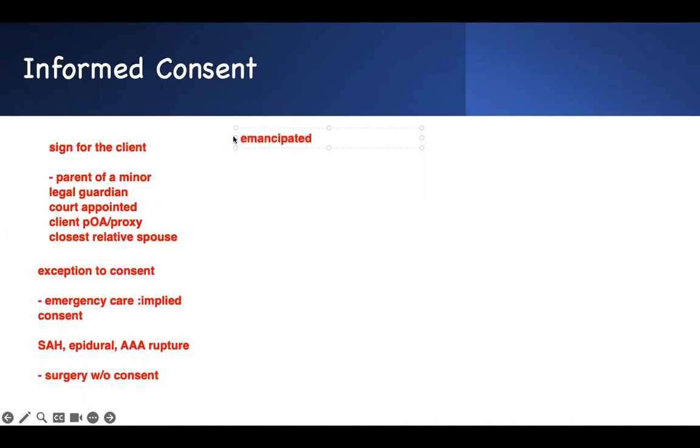Emancipated minor. What does that mean? If you're less than 18 years old by state law and you're married, you're good, you sign for yourself. If you're serving in the military, if you have to go and you can get killed, then you can sign consent for yourself.